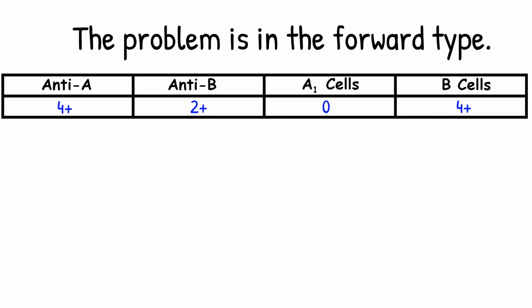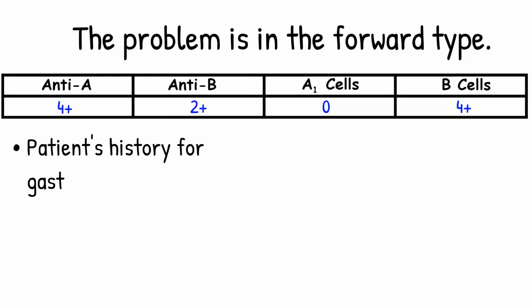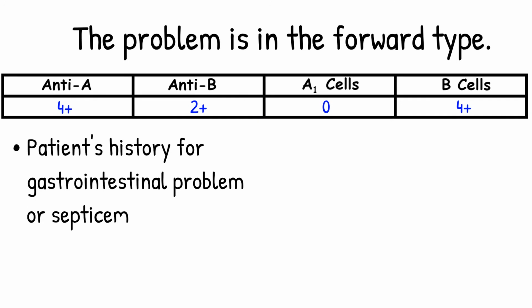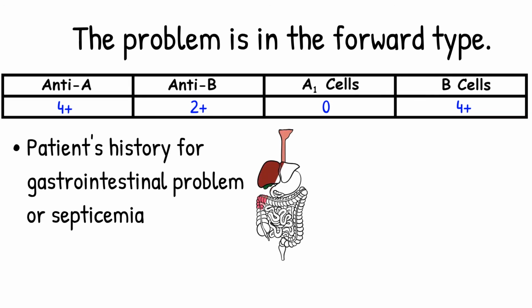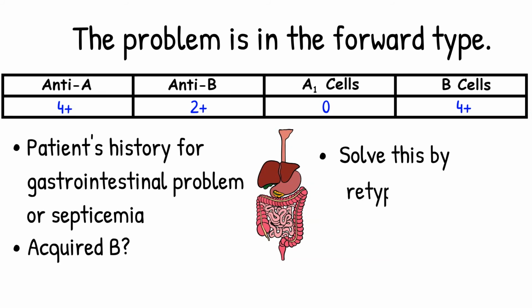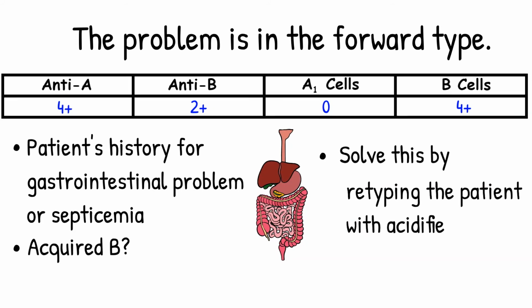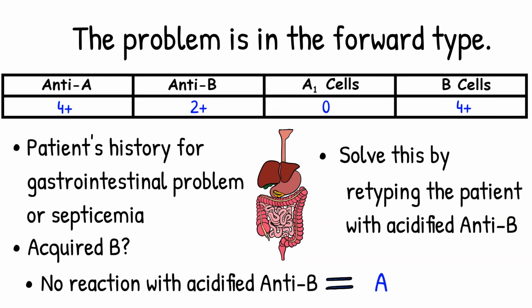Here are the steps to solve the problem. Check the patient history for lower gastrointestinal problems or septicemia. If the patient has a history of lower gastrointestinal problems or septicemia, then it is possible that the patient has an acquired B. To solve this problem, repeat the forward typing in an acidic environment, and type B in an acidic environment only reacts with a true group B person.